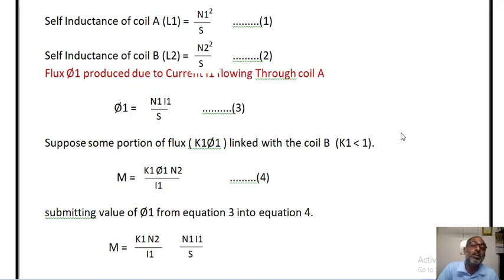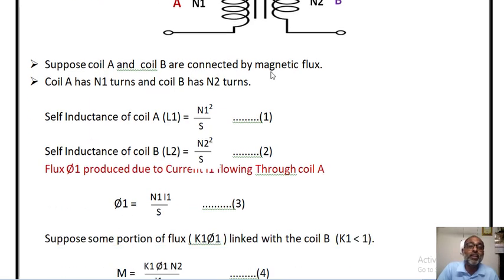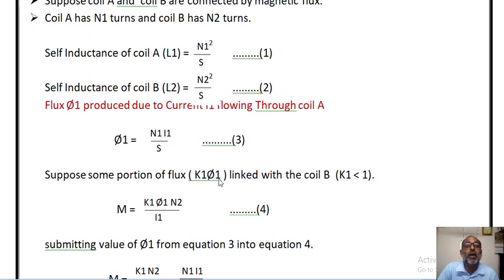Already I told you whatever flux is produced by this coil A, the whole flux may be linked with this coil or less flux is linked with this coil. So that's why here we are writing K1 Φ1. Do you understand? So some portion of flux, I don't know how much, but we can write some portion. Whatever flux is produced by the coil A, some portion of flux K1 Φ1 is linked with the coil B, and the value of K1 is less than 1.